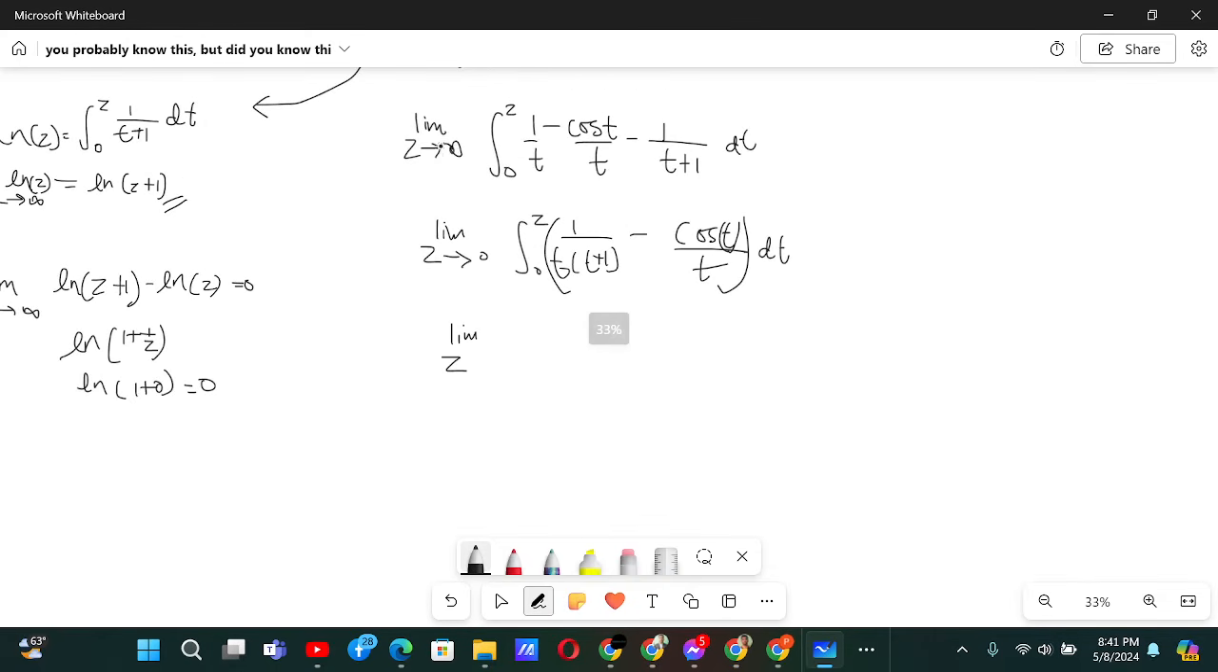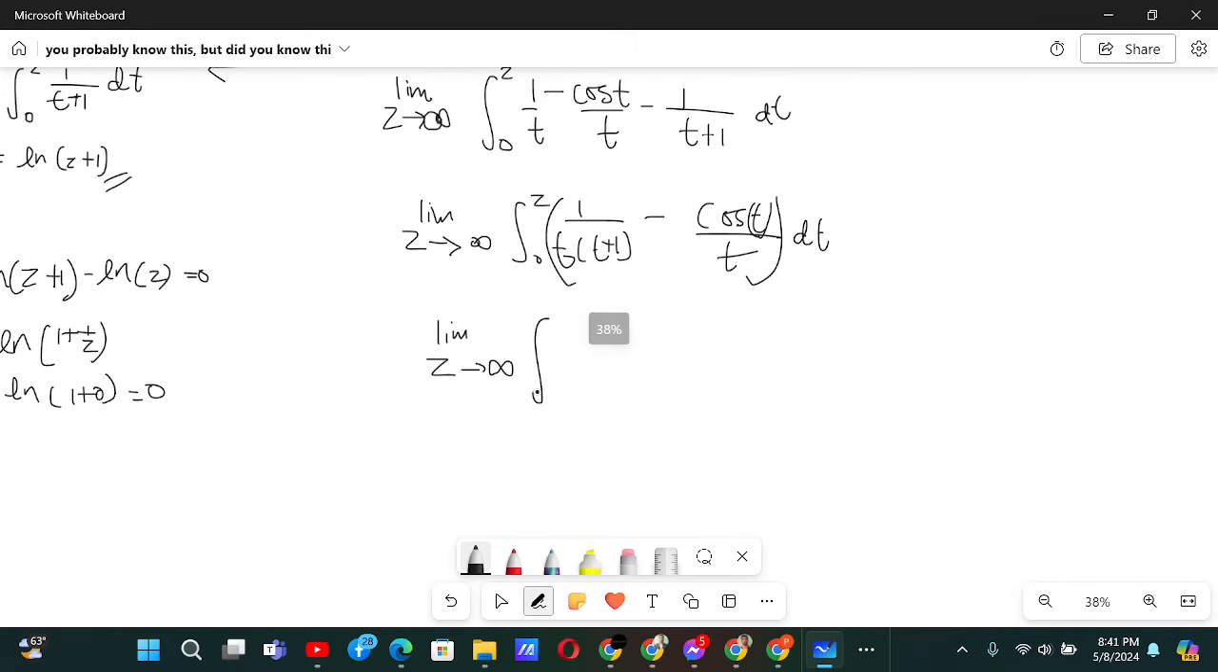This is basically infinity. Limit goes to infinity. Now you can write this as the integral of t to the power minus 1 by t plus 1, minus, and this can also be written as, integral of t to the power minus 1 cos of t dt.